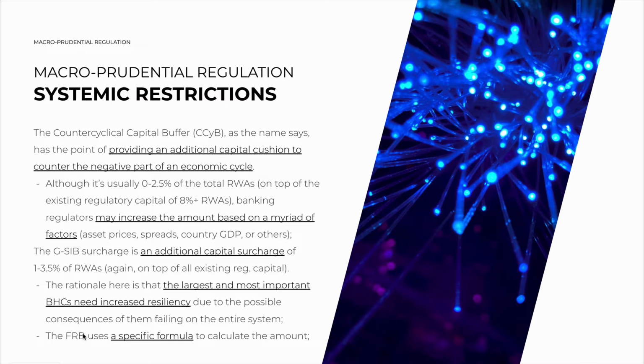The Federal Reserve Board uses a specific formula themselves to calculate the amount for each GSIB. So one specific bank may have a 3.4% value, another one a 3.1% value. It all depends on the particular conditions and the result of the Federal Reserve's formula.